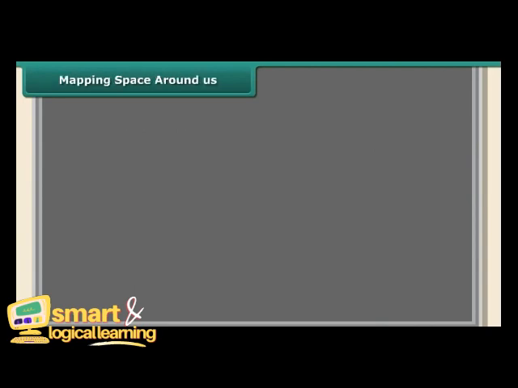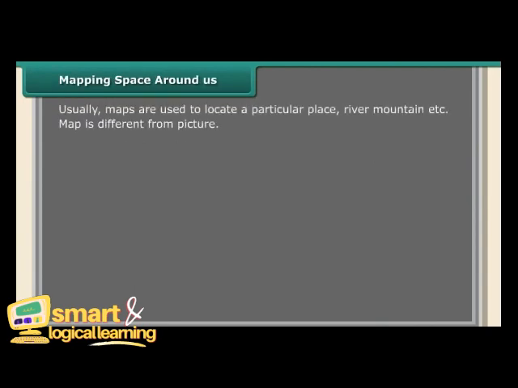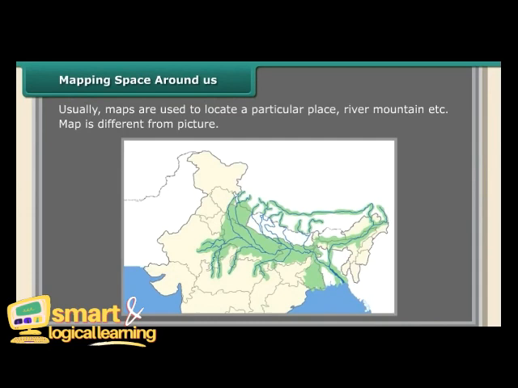Mapping space around us. Usually maps are used to locate a particular place, river, mountain, etc. Map is different from picture. This map is drawn by Radha. In this map, the route from her house to her uncle's house is shown. How far is Radha's house from her uncle's house?